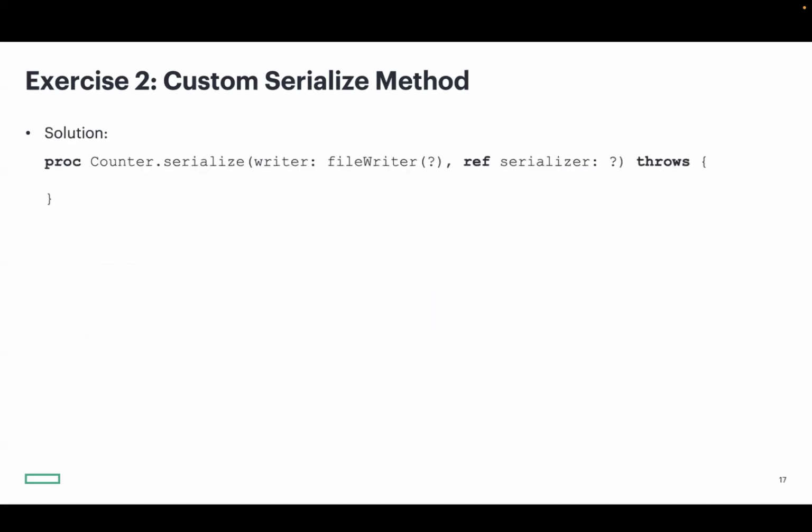So a preview of the solution. Again, this is the signature of the method that we'll be implementing. It's called Serialize. It takes a writer and a serializer by ref. And from here, the rest is pretty trivial. You can probably guess we're just going to write the count field. Any questions on this mini exercise?